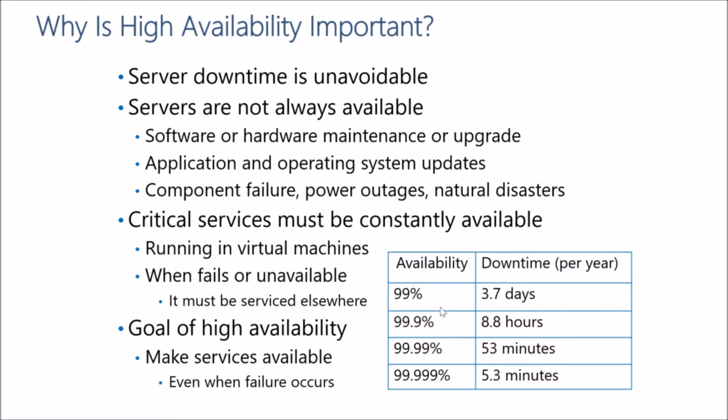99.9 is 8.8 hours. 99.99 is 53 minutes, and the ideal, or industry ideal at least, the five nines, is 5.3 minutes per year. That's what most of the IT industry is trying to get to, but the reality is it's probably somewhere between the 99% and the five nines.